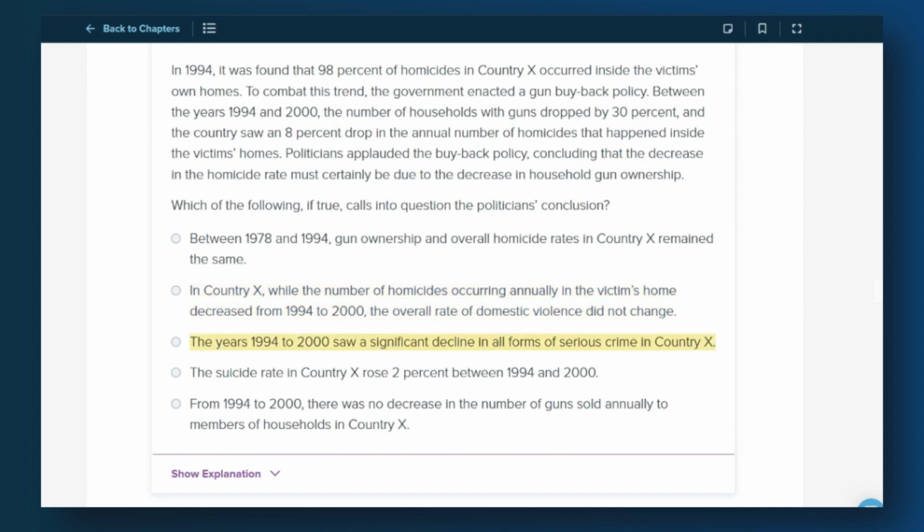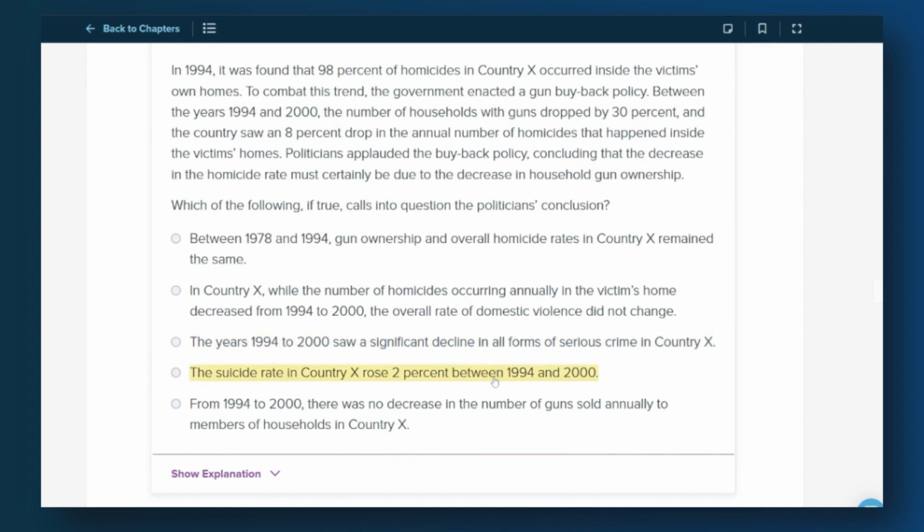C. The years 1994 to 2000 saw a significant decline in all forms of serious crime in Country X. Okay, if from the year 1994 to 2000, rates of all serious crimes in this country decreased, that makes it seem like the cause of decreased homicides was not the gun buyback program and decreased ownership of guns. The gun buyback program would not affect all crimes equally. This choice weakens the politician's conclusion.